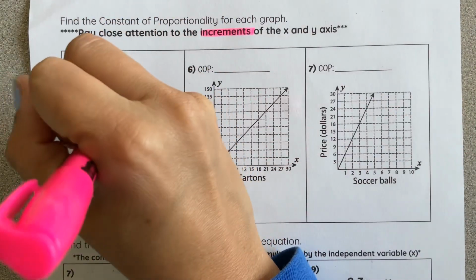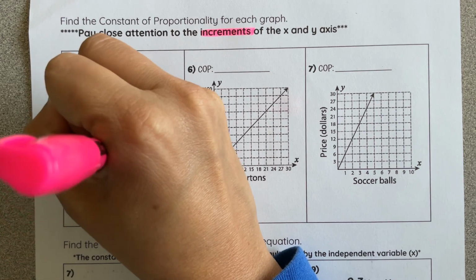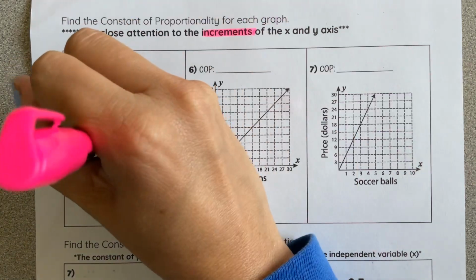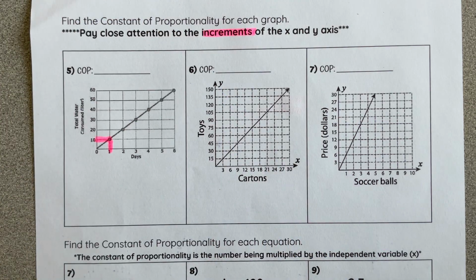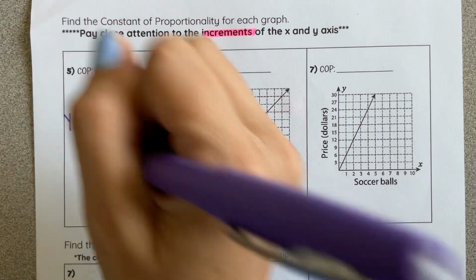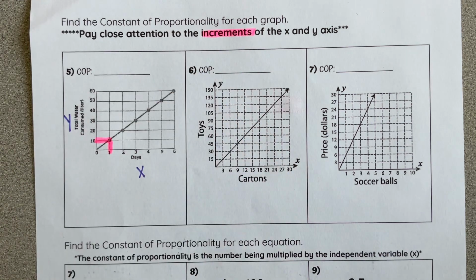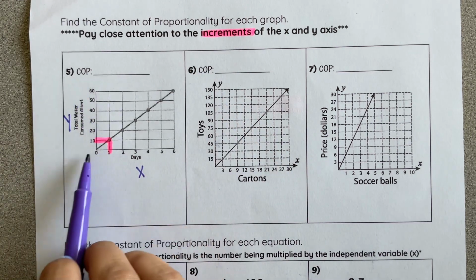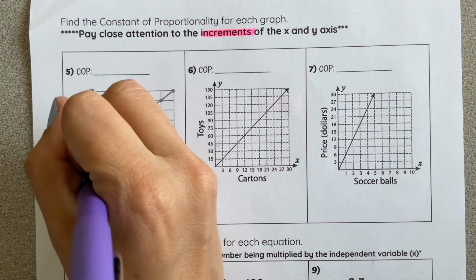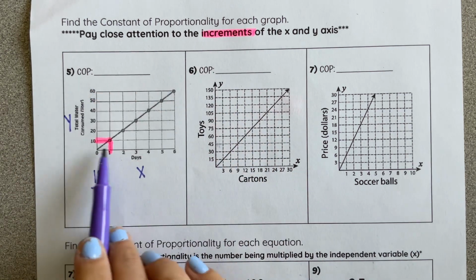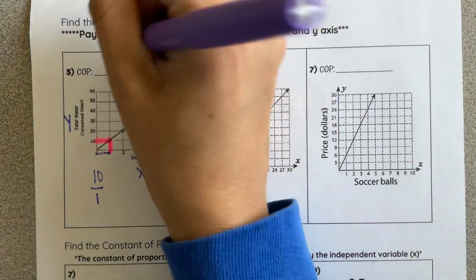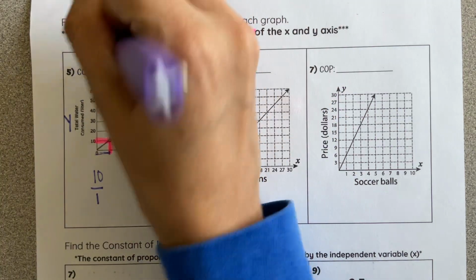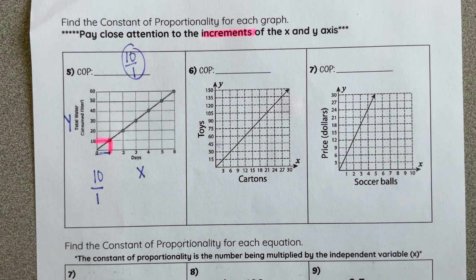I'm just going to go to the basics. So I'm going to look at that clear point. Where does it match up with the y-axis? Where does it match up with the x-axis? So remember, our y is the vertical, our x is the horizontal. So the change in y, it goes from 0 to 10, it's going up 10, over the change in x is 1. So 10 over 1, that's already simplified for us. That is our constant of proportionality.